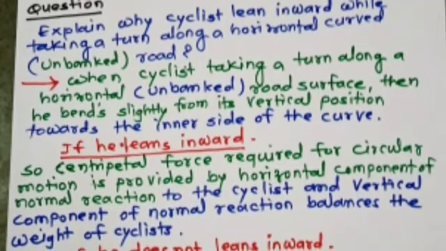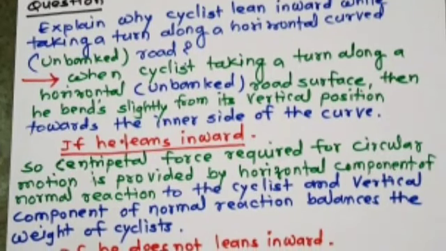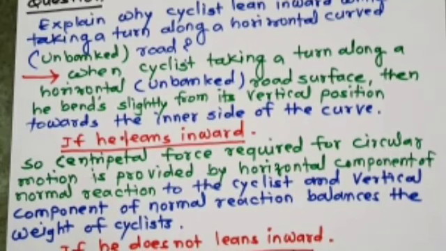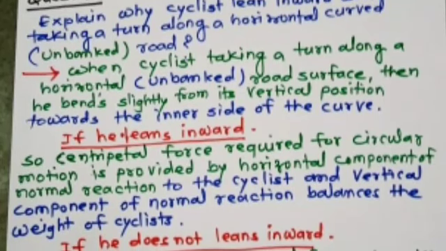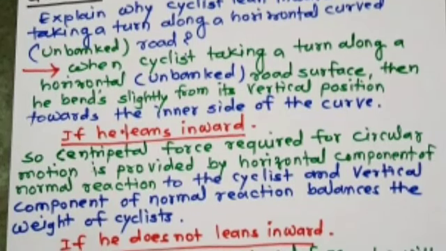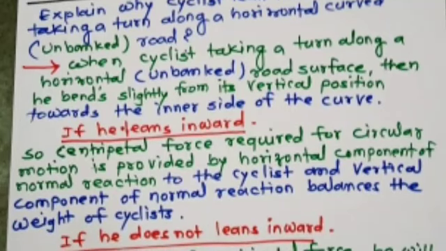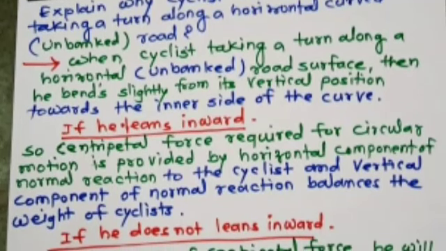Another question can be seen, on what factor angle of banking does not depend. So we know that angle of banking does not depend on mass of vehicle because mass is absent. So theta is equal to tan inverse in bracket v square upon rg.